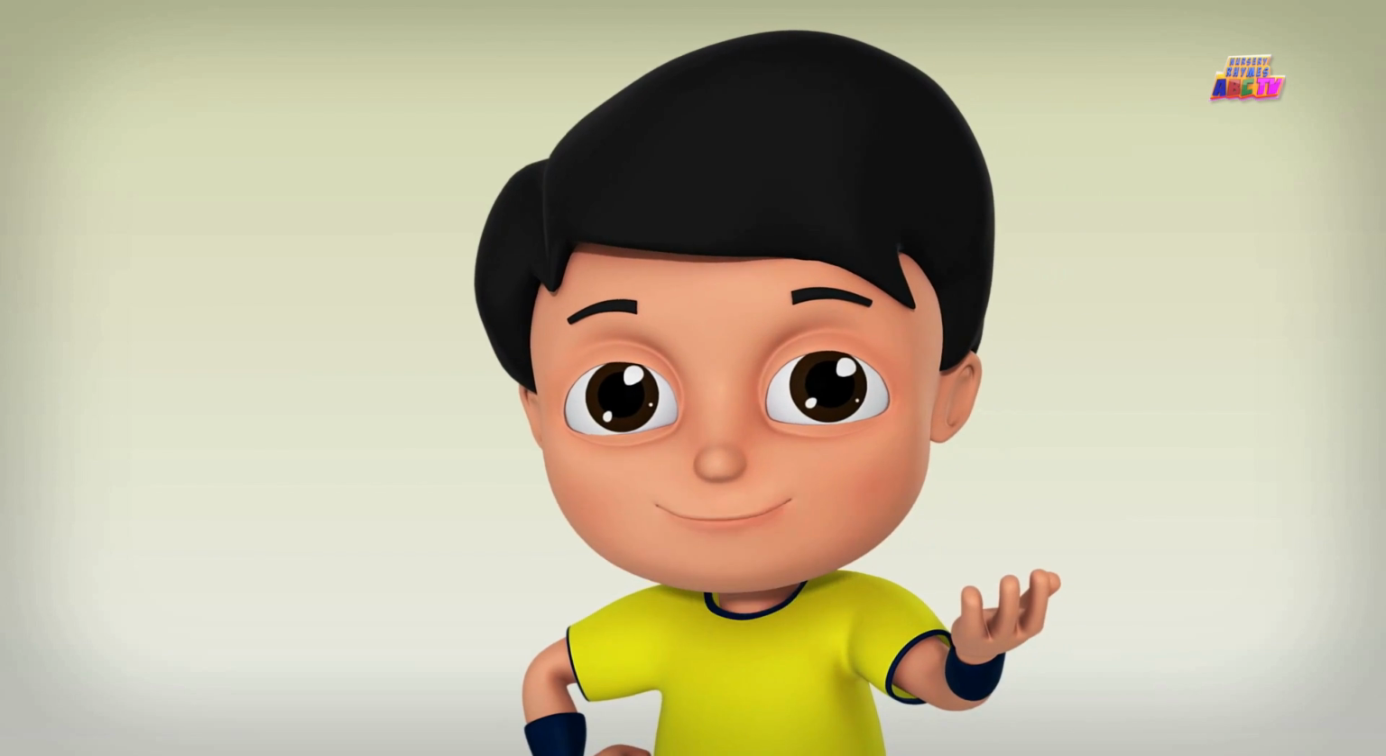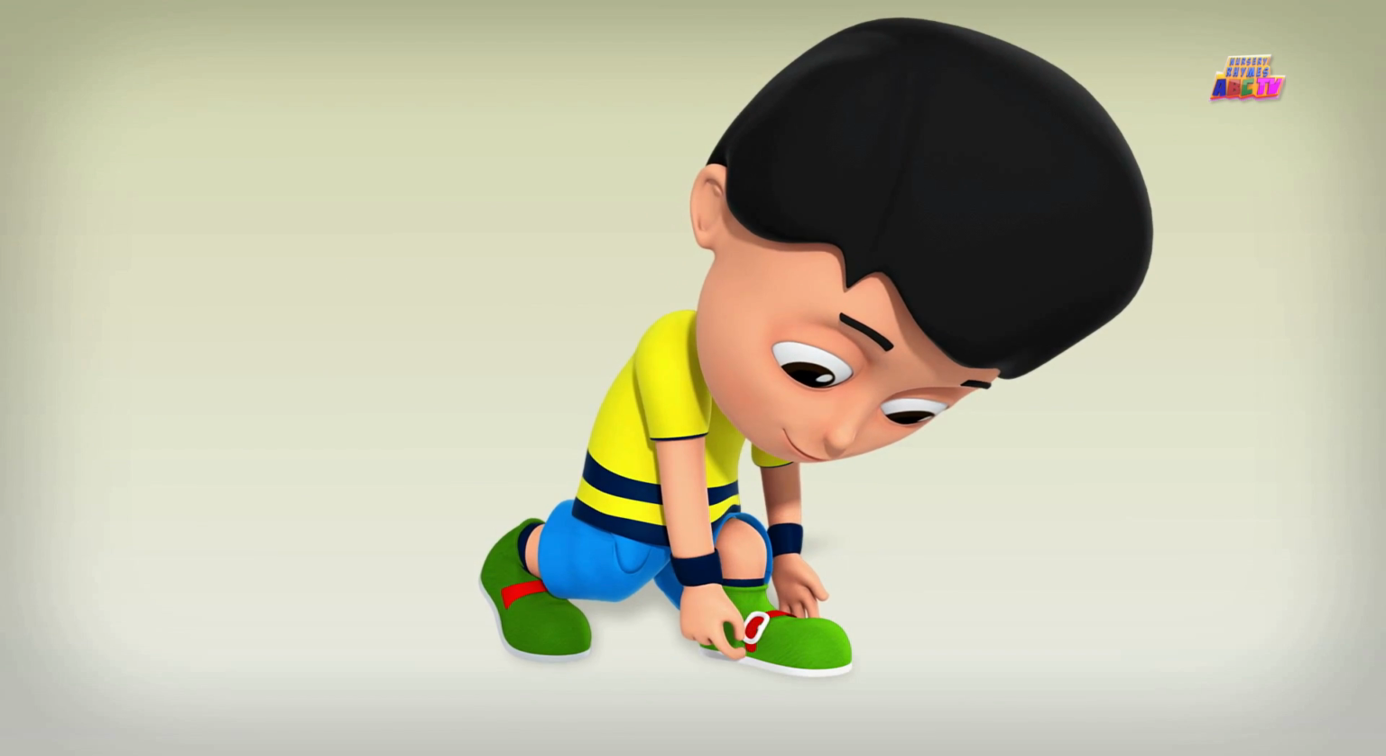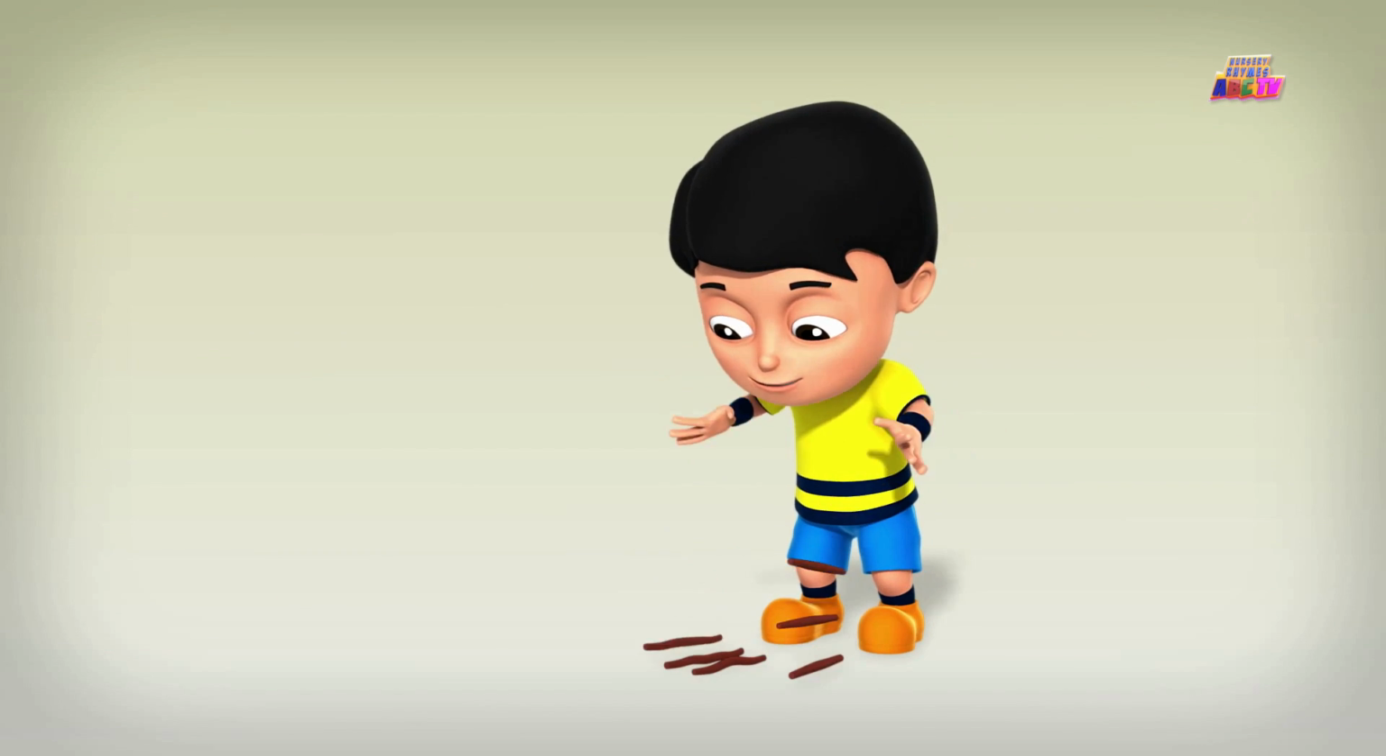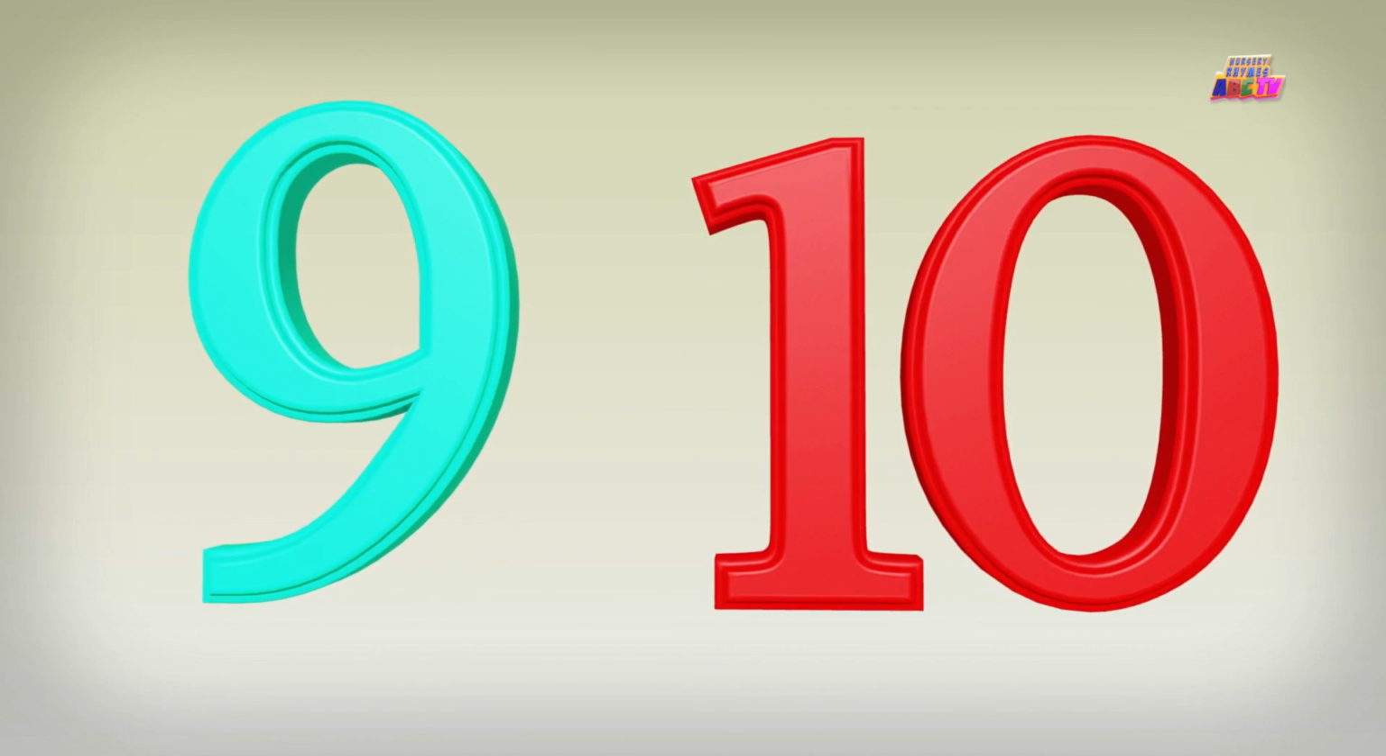Do you know your numbers? 1, 2, buckle my shoe. 3, 4, knock on the door. 5, 6, pick up sticks. 7, 8, lay them straight. 9, 10, a big fat hen.